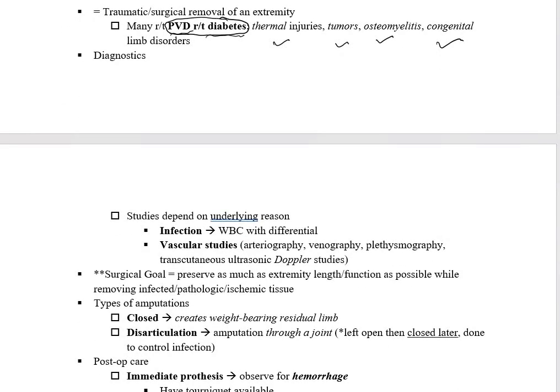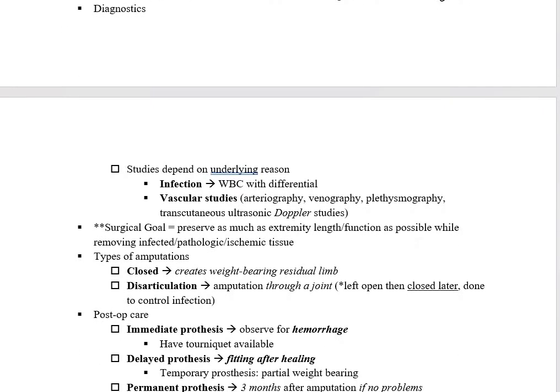Now, when we talk about diagnostics, there is not one fixed test, but we can do a lot of studies that can give us an idea of the underlying problem. What's causing it? What's the main problem? If it is infected, then we will do a white blood cell count. We can do several vascular studies such as arteriography and venography, which give us an idea about how the arteries that supply blood to that extremity and the veins that carry away the blood are working.